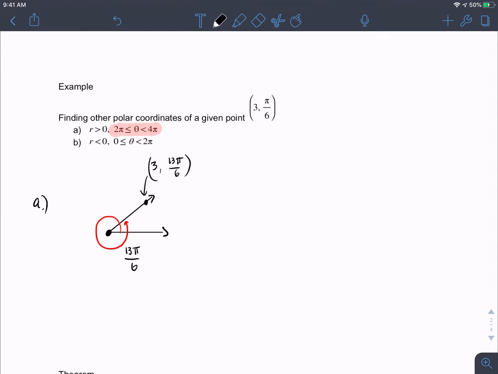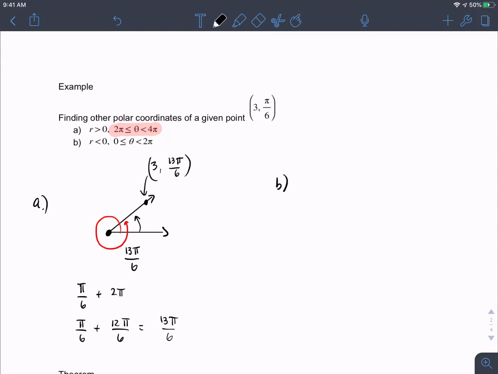Now, you might ask, how did I get 13 pi over 6? Here's how I did it. We know that pi over 6 is just this piece here. But we did a full rotation, which is 2 pi. When we get common denominators, that will be 12 pi over 6. Adding those up, I get 13 pi over 6, and that's my angle.